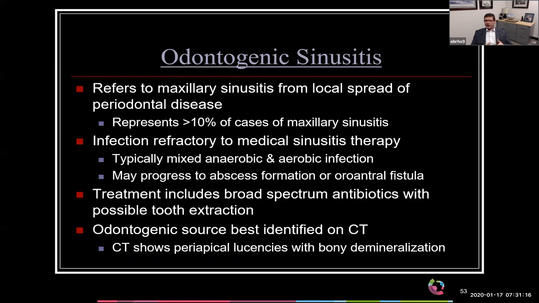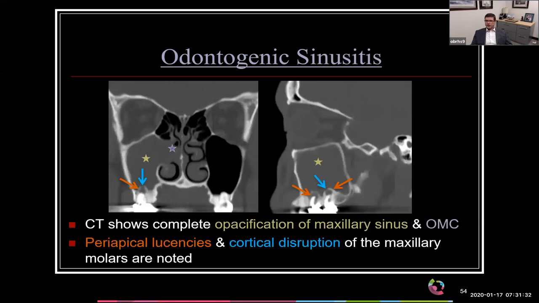So this is really a diagnosis that needs to be made on CT. And what you're looking for is a periapical lucency with overlying maxillary sinus disease. Now, you may have bony demineralization, you may have frank dehiscence, but not all the time, but that's what you're looking for. So here's an illustrative case. This was actually the third CT this patient had gotten for sinus disease. And the first two times the finding wasn't identified, or at least not as the causative etiology.